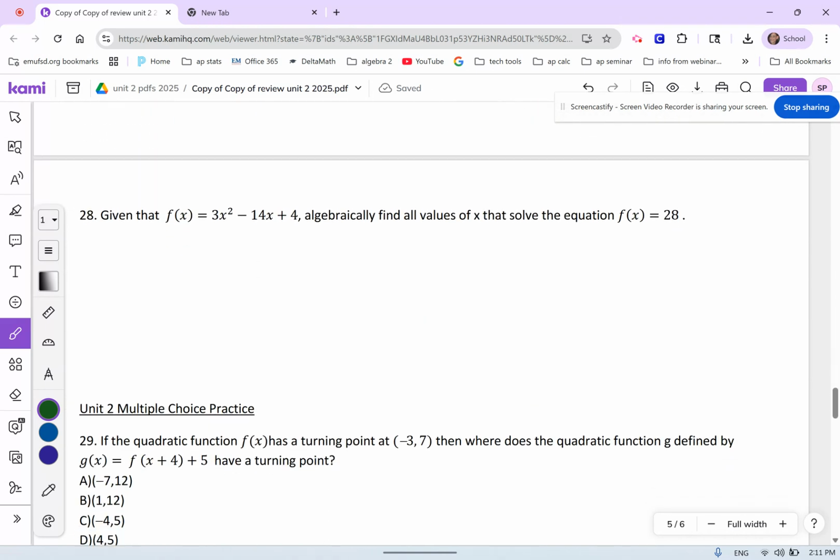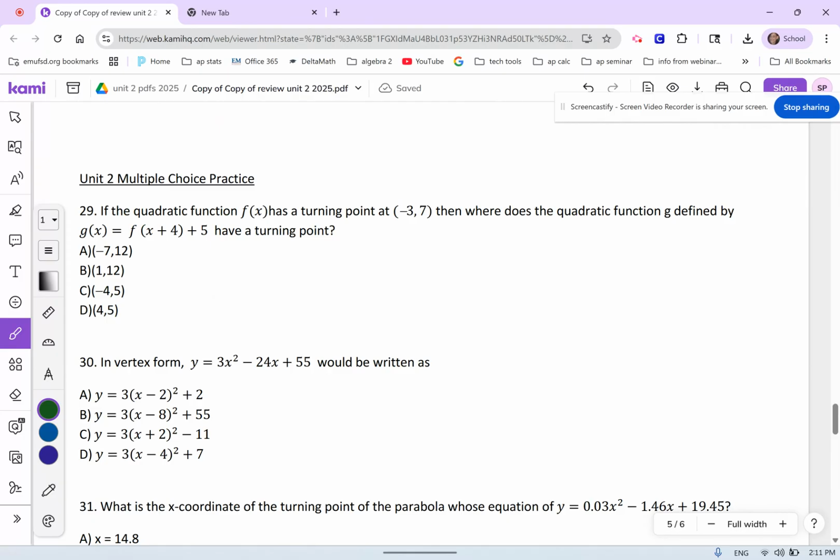Okay, we're going to skip to problem number 29, because that also has to do with transformations. If a quadratic function has a turning point of -3, 7, so a turning point and a vertex are the same thing, then where does the quadratic function g, defined by, and they give you a function, have that turning point? So this is in function notation. We know it's a quadratic function, but they haven't written it as a quadratic function.